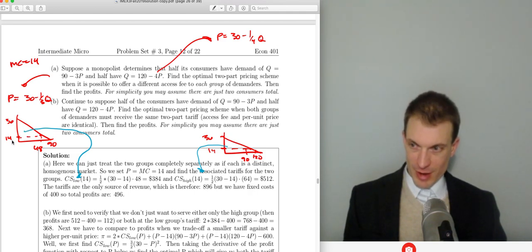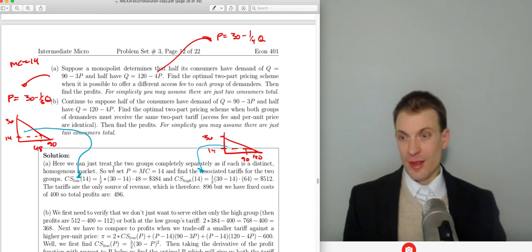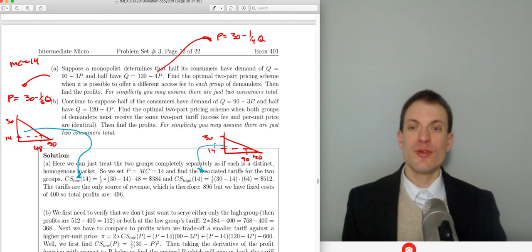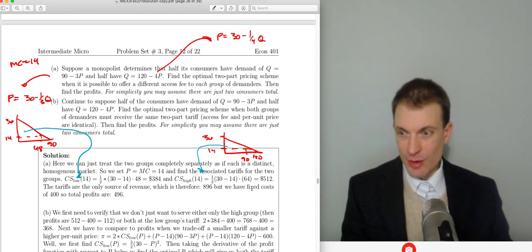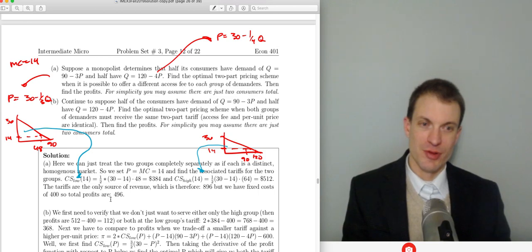So it's going to be 30 minus 14 times 48 times a half, and that's 384. And then over here, it's going to be 30 minus 14 times 90 times a half, or 512. So my profits are going to be this 896, summing these things up. We have fixed costs. So profits are actually 496.